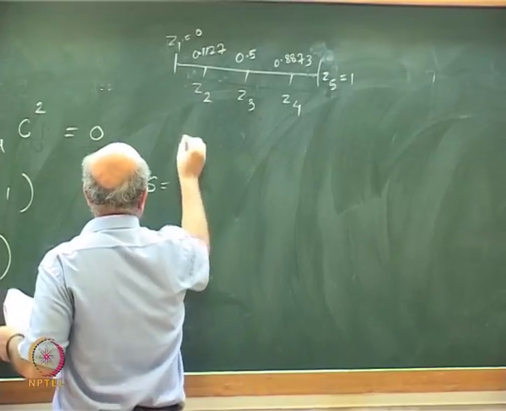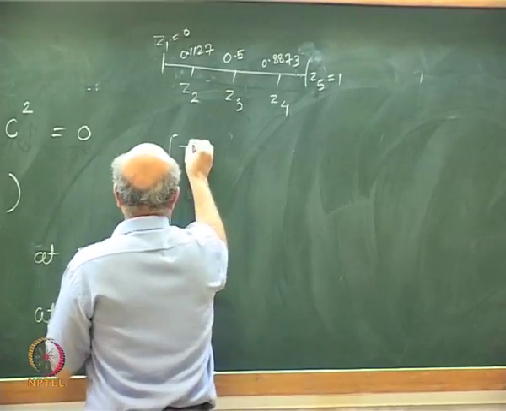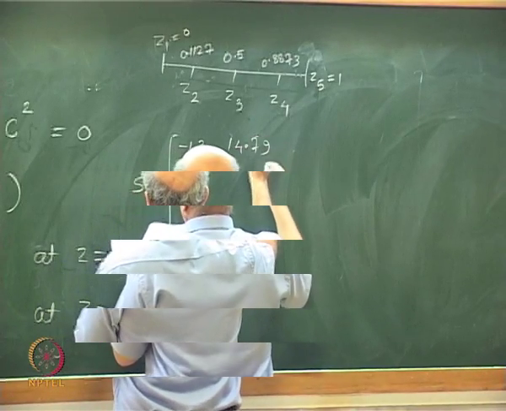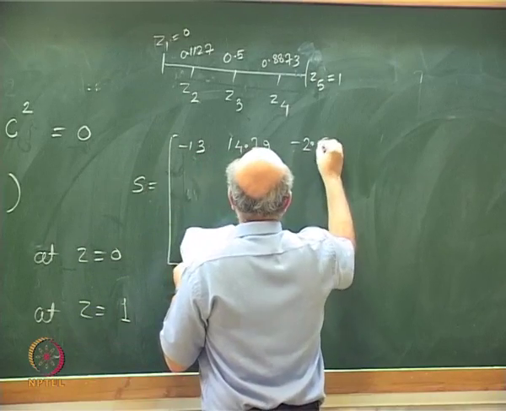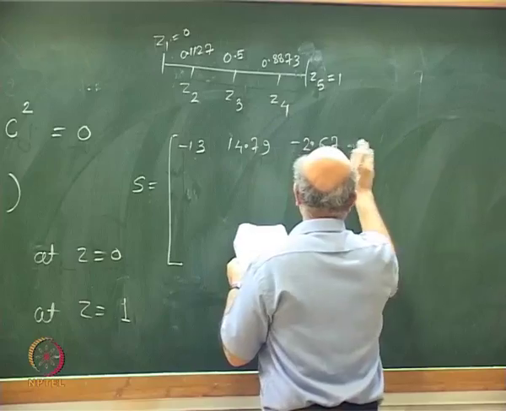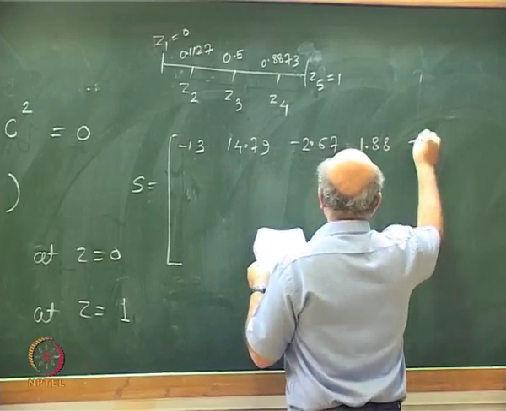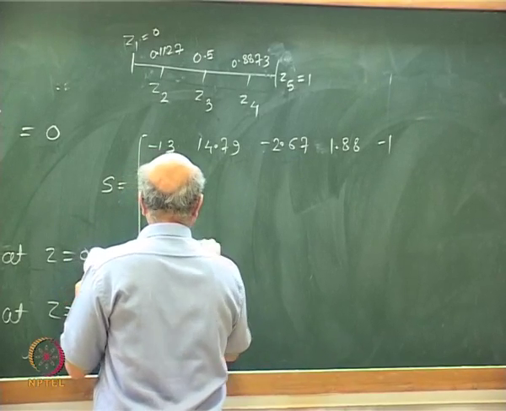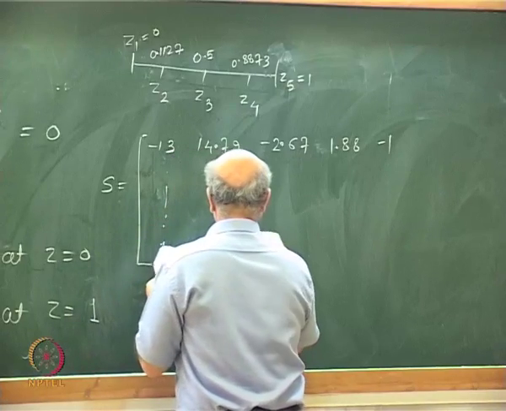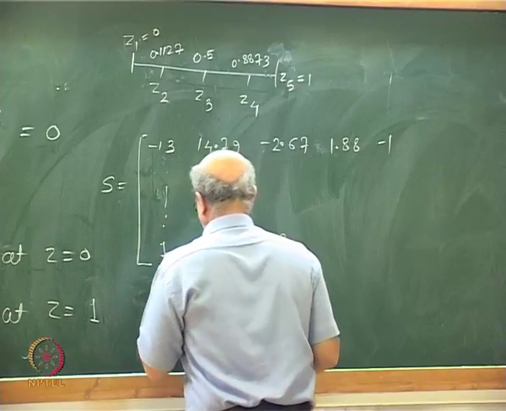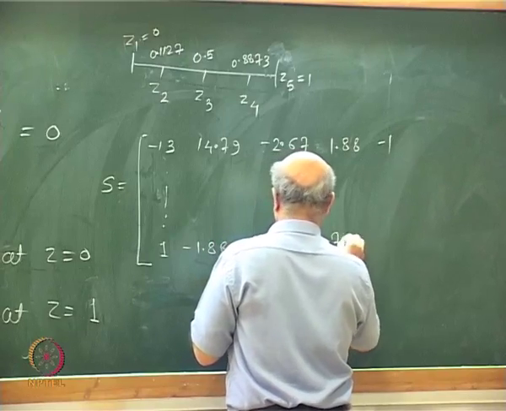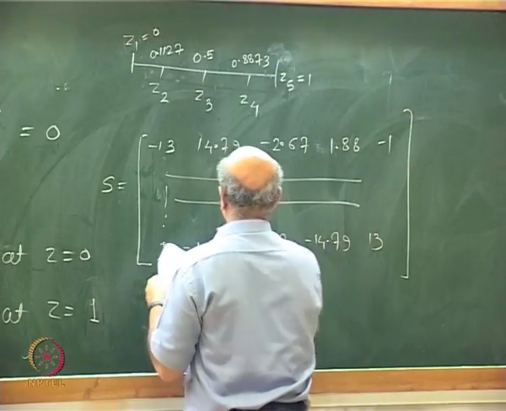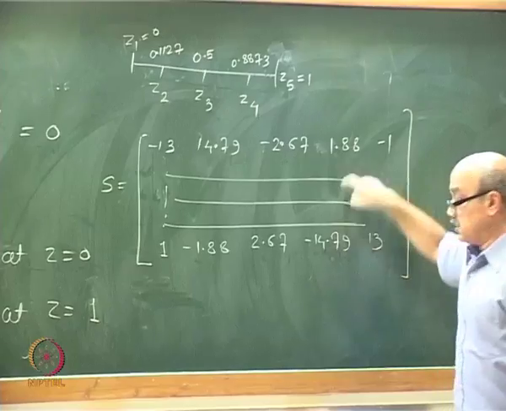So the S matrix, first row turns out to be -13, -14.79, -2.67, -1.88, -1, and so on. So this is a 5 cross 5 matrix. There are 5 rows. This is the last row. This is the first row.